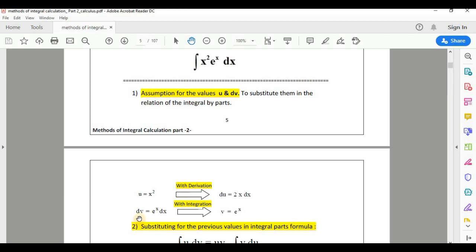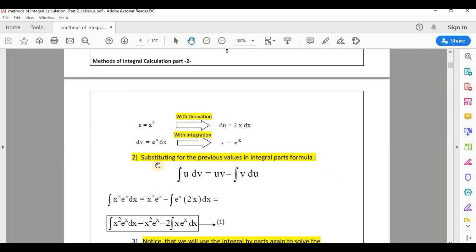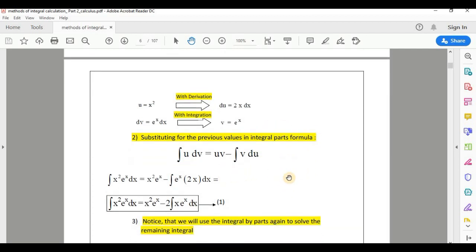So what is the integration for the dv? It will be v. And what is the integration for the other side? It will be e to the power x. Second step, substituting the previous values in the integral by parts formula. This is the integral by parts formula, and we will substitute the values.